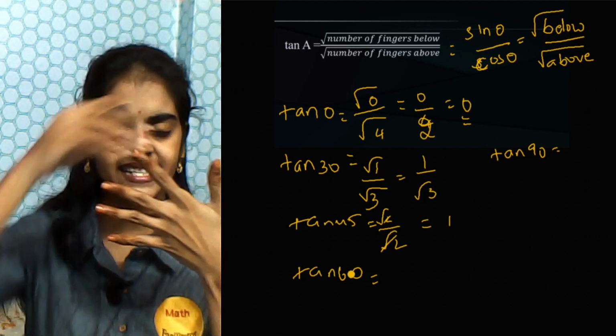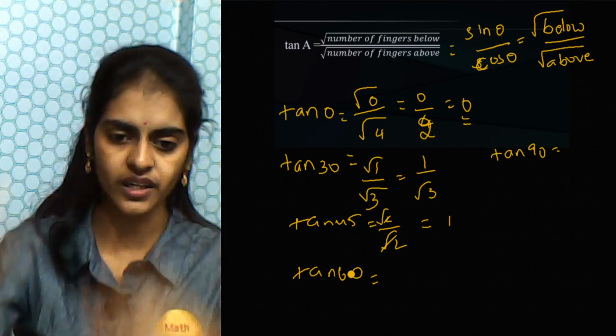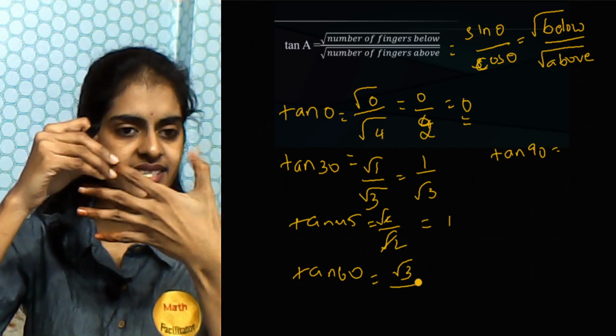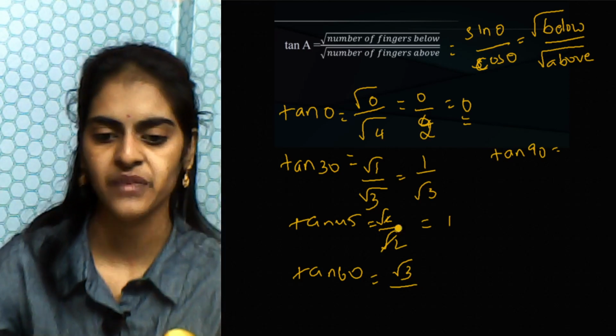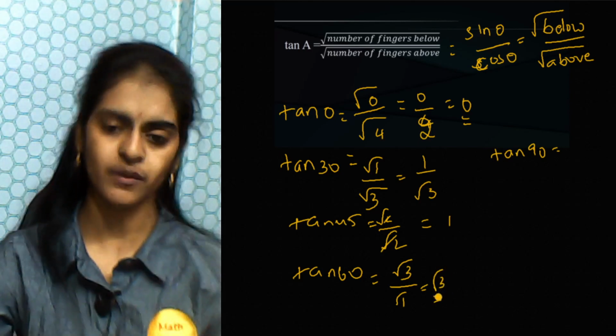Now tan 60, this is 60. How many fingers are below this 60? 3 fingers. So this is root 3 divided by, how many fingers are above 60? Only 1 finger. So this is root 1. So root 3 divided by root 1 is nothing but root 3.